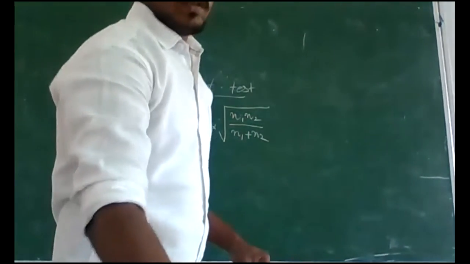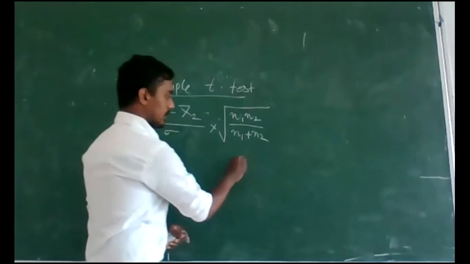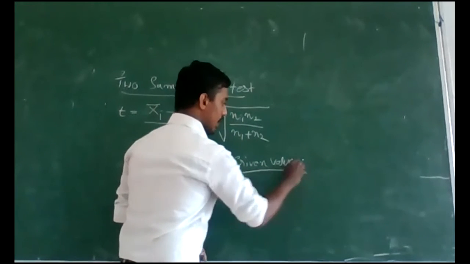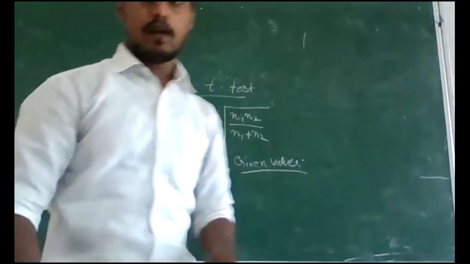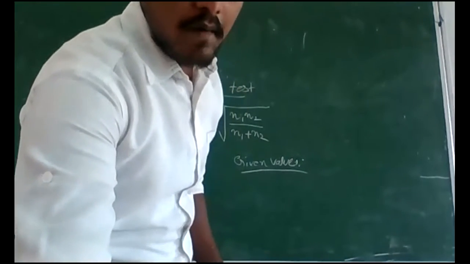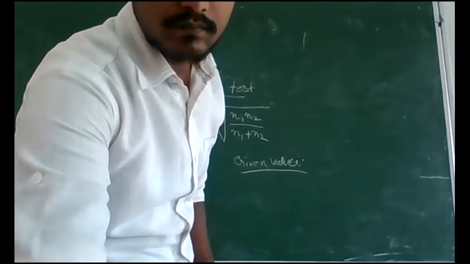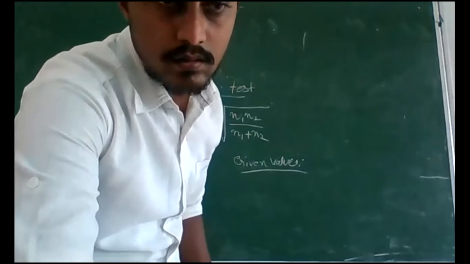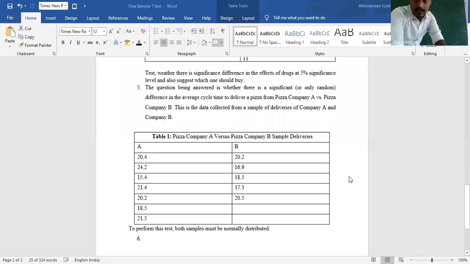So this is the formula for the calculation of the t-test. Now see the question and find out what the given values are. In the question, what information is given? The first information is the sample size. We can count how many sample units there are.